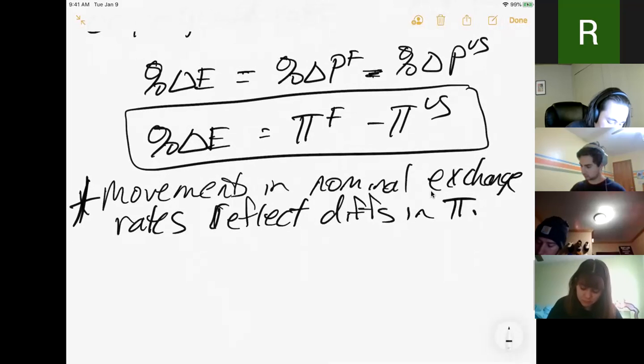And that is an important idea. In fact, when we talk about what determines exchange rates, this is the most important idea. Exchange rates in the long run primarily reflect differences in inflation. Differences in inflation rates are the driving factor of changes in exchange rates over time. So in other words, nominal exchange rates, their movements just reflect differences in price levels.